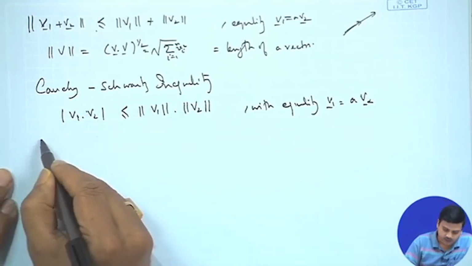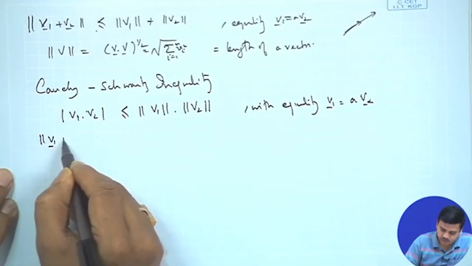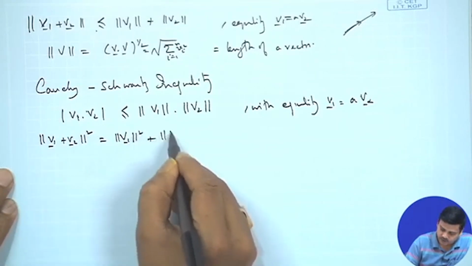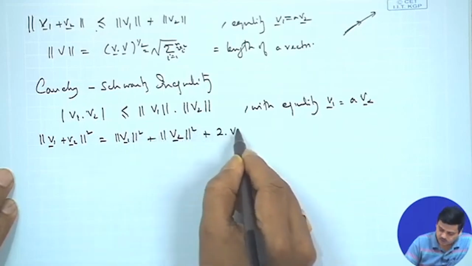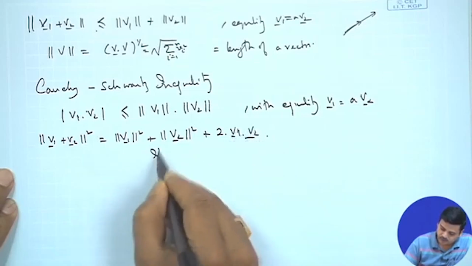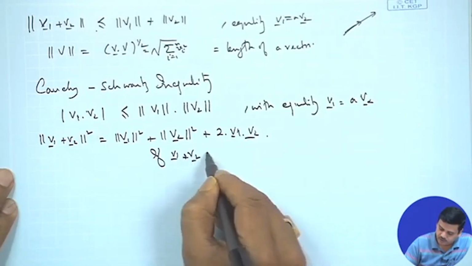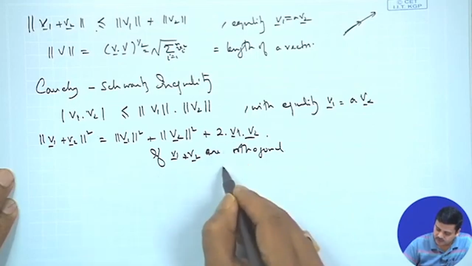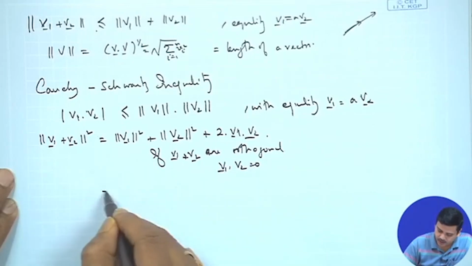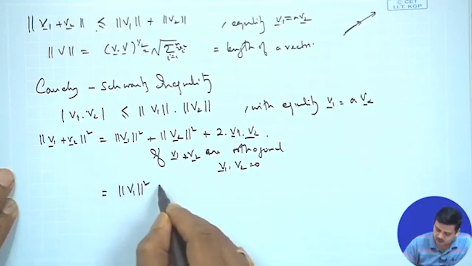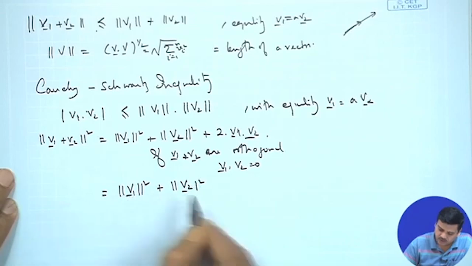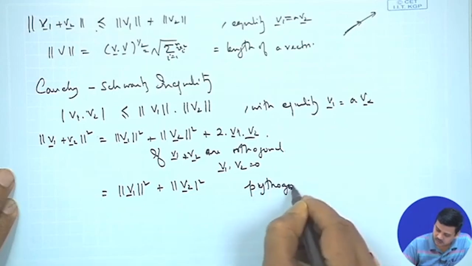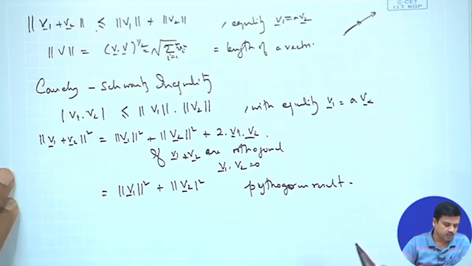So again you have the norm of v1 plus v2 squared is equal to the norm of v1 squared plus the norm of v2 squared plus 2 v1 dot v2. Now if v1 and v2 are orthogonal, then we have this term going to 0, and then you have norm v1 squared plus norm v2 squared, and this is basically the Pythagoras result that is well known, right.